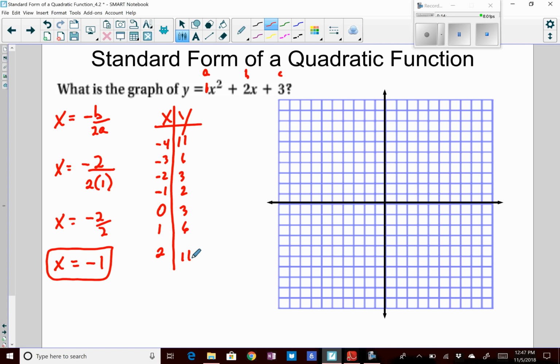What's left now is to actually plot these points. So let's see, we have negative 4 and 11, so that'll put us up here. We have negative 3 and 6, negative 2 and 3, negative 1 and 2, 0 and 3, 1 and 6, and 2 and 11. All right, so all the points are plotted. We're just going to connect them as smoothly as we can.